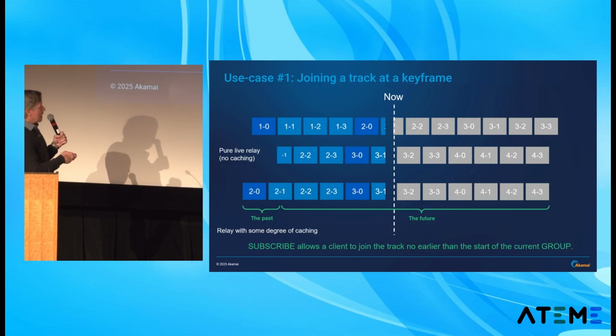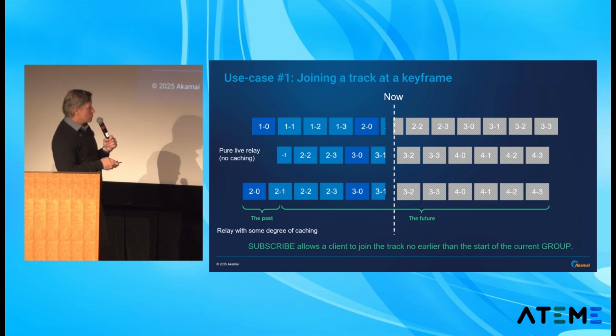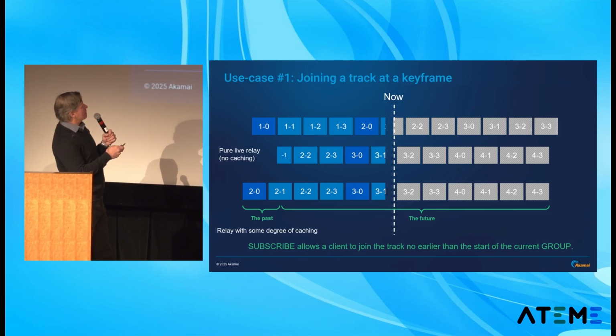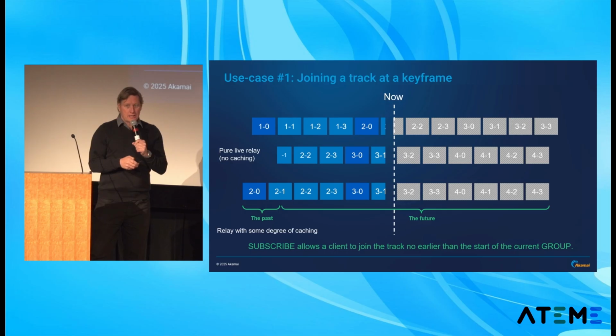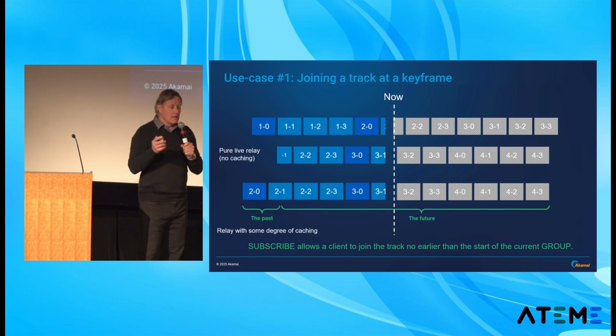And the subscribe API, as it's defined today for MoQ, allows you to join the track no earlier than the start of the current group. So here's the current group. We are allowed to join it there with our subscribe command. It's a little weird when you start getting into it because it requires relays to have some ability to cache. And you say, well, they don't have to cache for very long. Surely it's a couple of seconds.